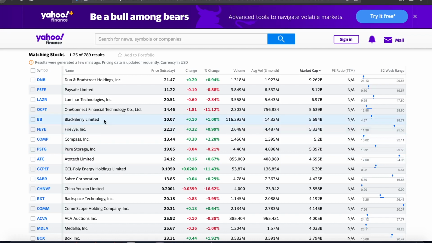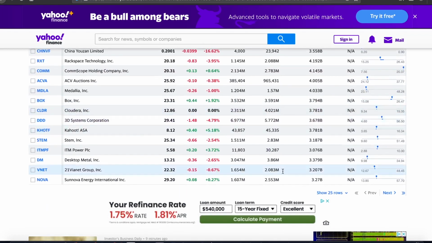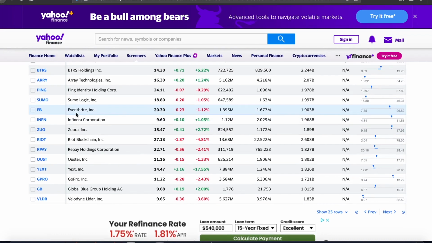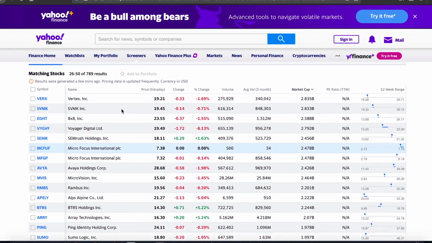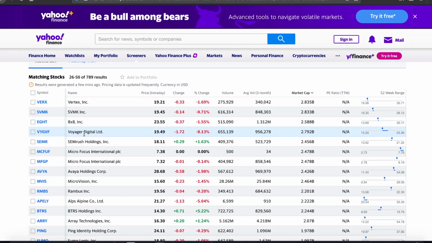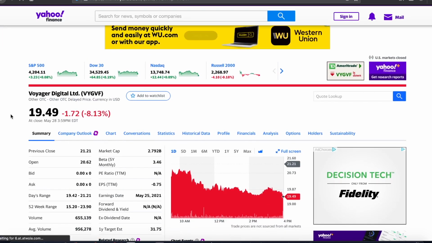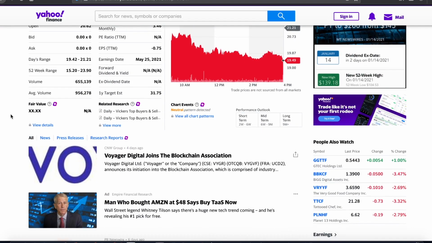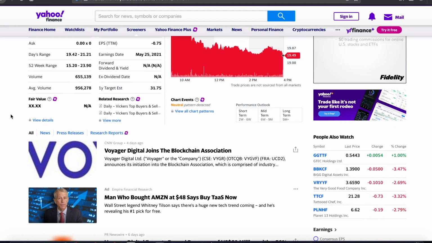So we see BlackBerry here. That's the only one I recognize from this. Eventbrite. Voyager. So Voyager is, I believe, the crypto broker. Okay, so this is an over-the-counter stock. Yep, so this is definitely the crypto broker Voyager. So that's interesting.